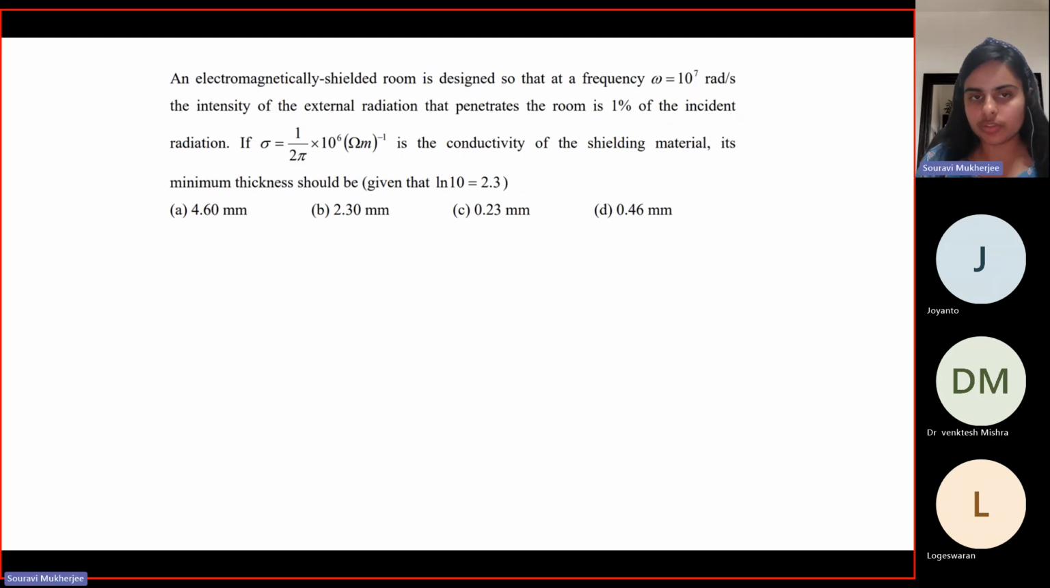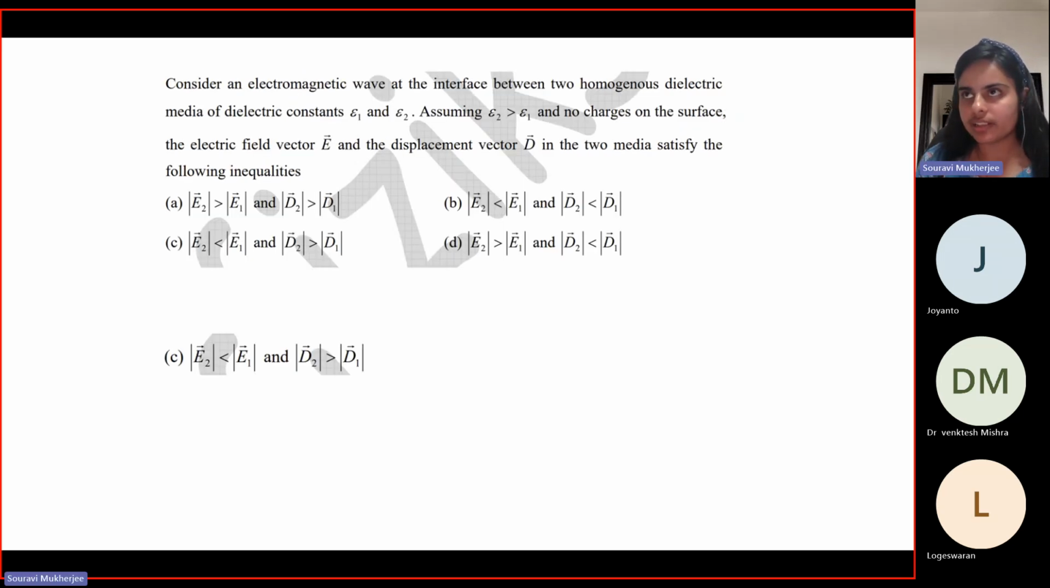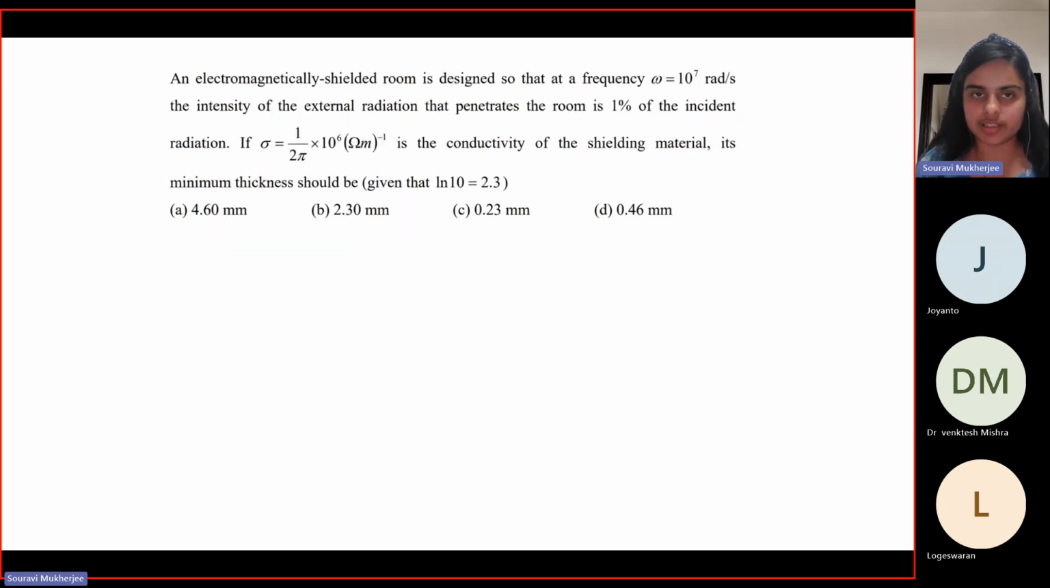So what we discussed was a theoretical question, more of understanding, not a numerical as such. Now here it says that you have an electromagnetically shielded room where the frequency is given. And it says that the intensity of the external radiation that penetrates this room is only 1% of the incident radiation. And your sigma, the conductivity of the shielding material, is also given. You have to find what the minimum thickness should be.